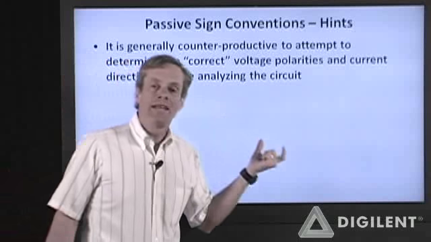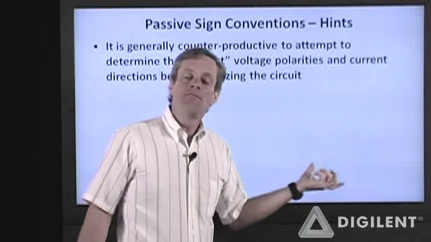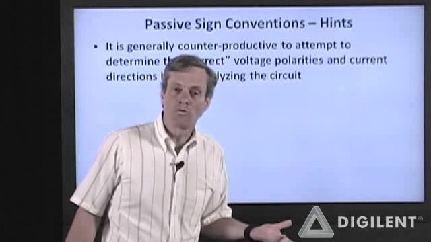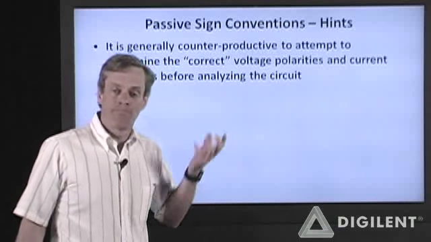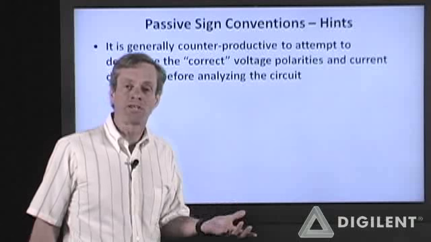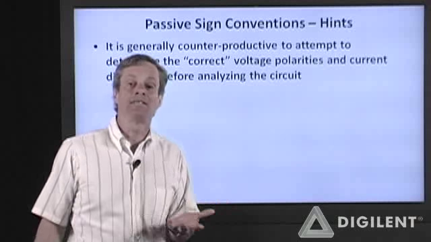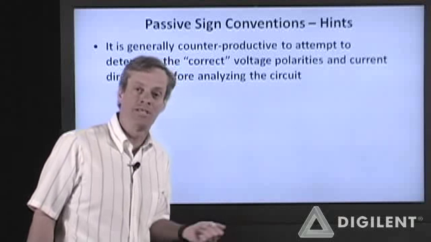Then go ahead and analyze the circuit. Negative values will tell you that you just assumed the wrong direction. Don't try to pick the correct direction before you do the analysis. The analysis has to tell you what the correct direction is.